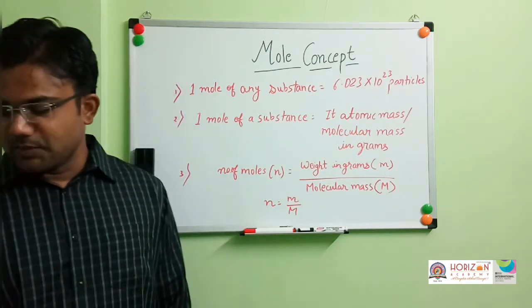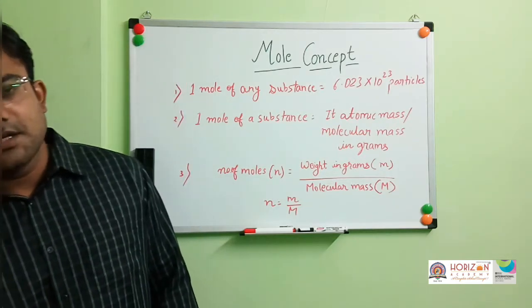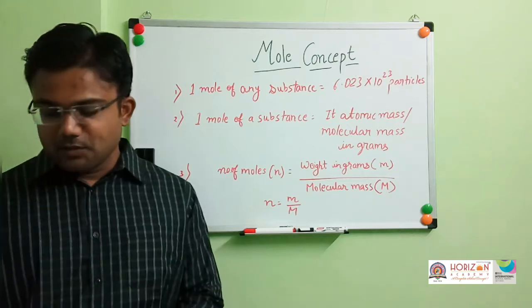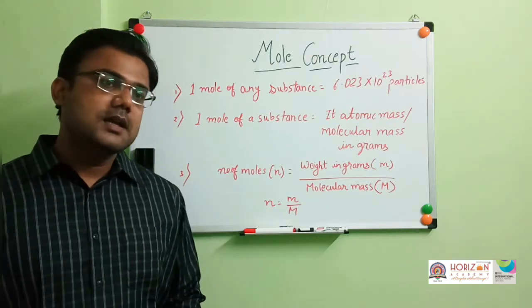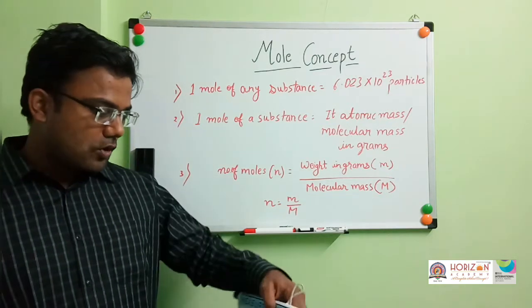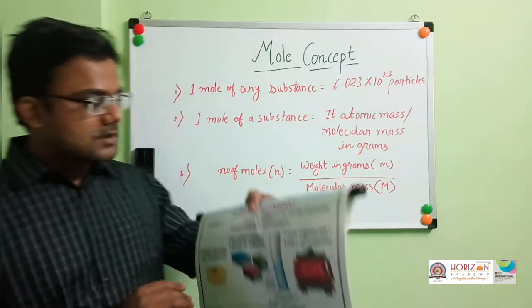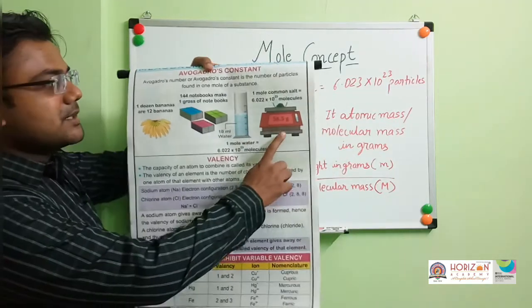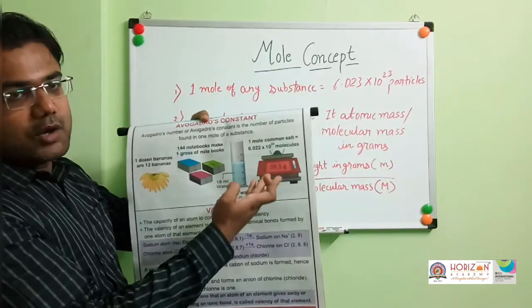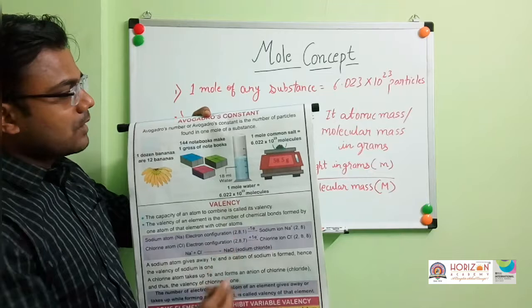So what is exactly 1 mole? Scientist Avogadro did pioneering work in this concept, and he found that 1 mole of every substance has 6.022 × 10^23 molecules. It may be molecules, ions or particles.